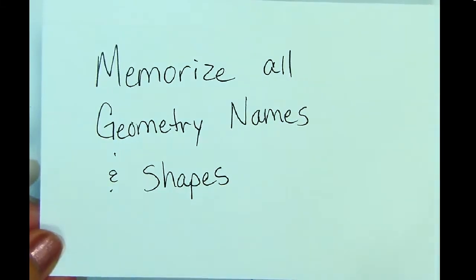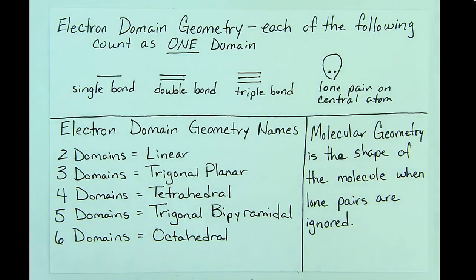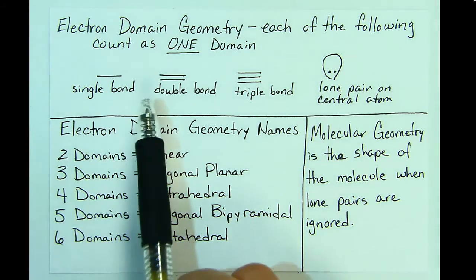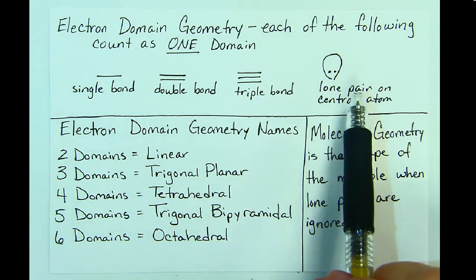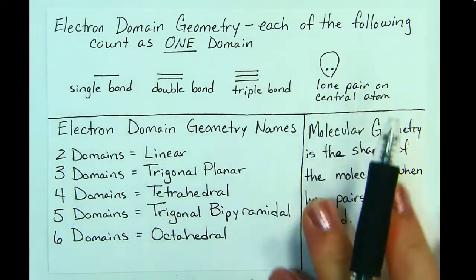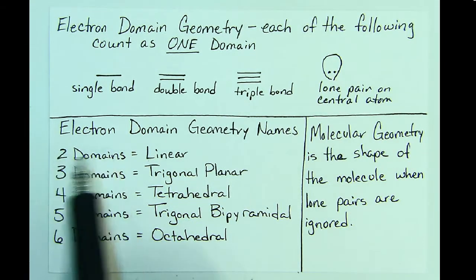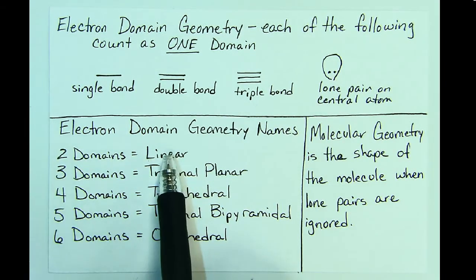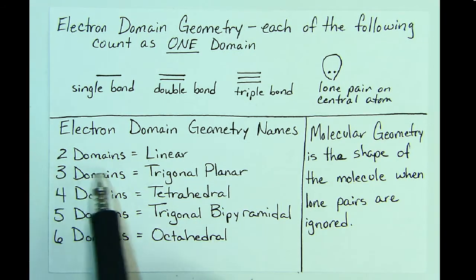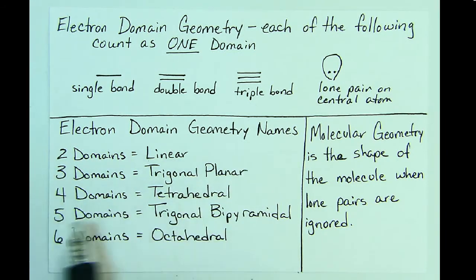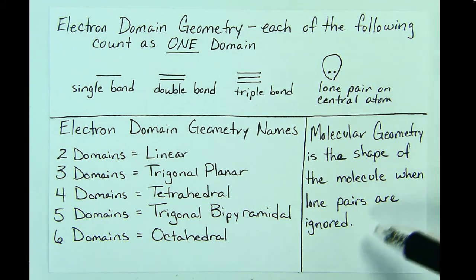You're going to be asked to memorize all geometry names and shapes. Here is your note card for this section. Electron domain geometry. Each of the following count as one domain: a single bond, a double bond, a triple bond, or a lone pair on the central atom. Each are one domain. If you have two total domains around the center atom, then you have a linear electron domain geometry. Three domains is called trigonal planar, four domains tetrahedral, five domains trigonal bipyramidal, and six domains is octahedral. The molecular geometry is going to be the shape of the molecule when the lone pairs are ignored.